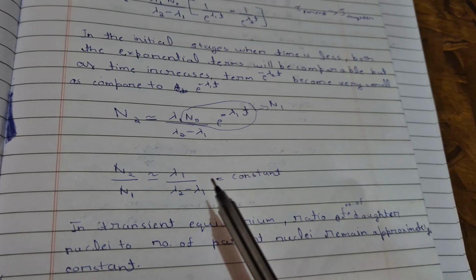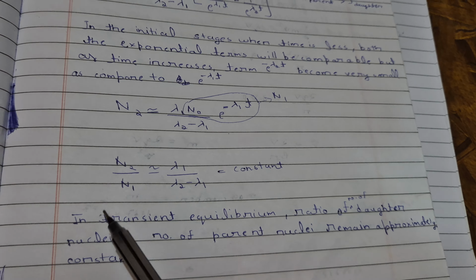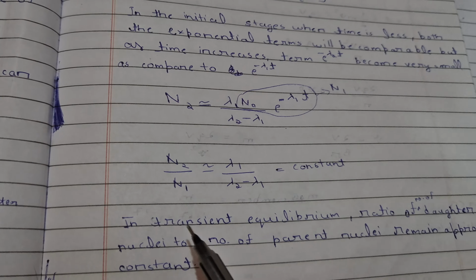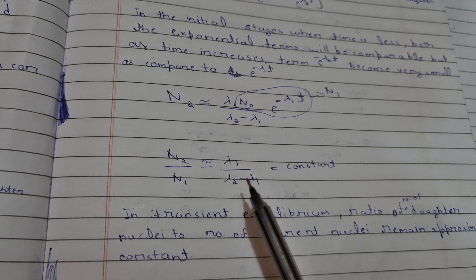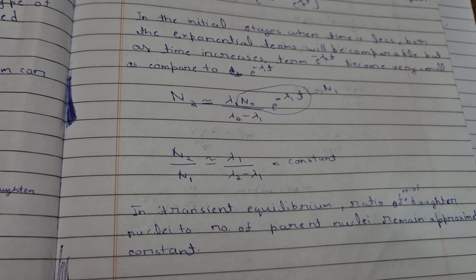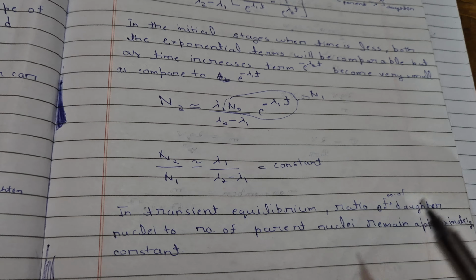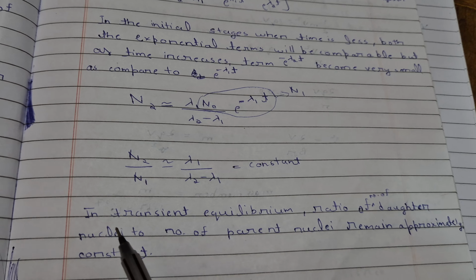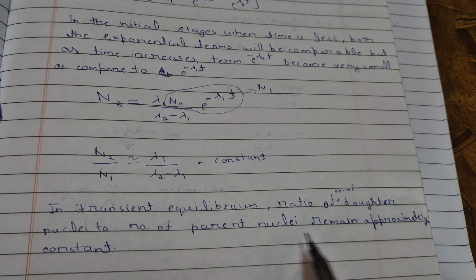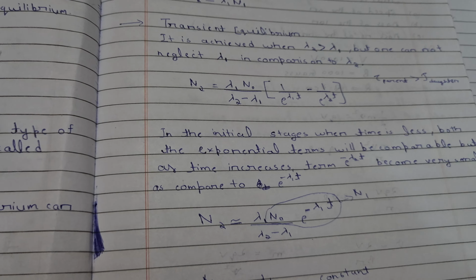Now see, what is the factor here? This ratio is remaining constant. Here we said that this number is not changing, but here we are saying that this ratio is remaining constant. For the parent nuclei and the daughter nuclei, the ratio of nuclei will remain constant. They can increase or decrease, but this ratio must remain constant. So that is called the transient equilibrium. In transient equilibrium, the ratio of the number of daughter nuclei to the number of parent nuclei remains approximately constant. So this is the difference between the transient equilibrium and the secular equilibrium.